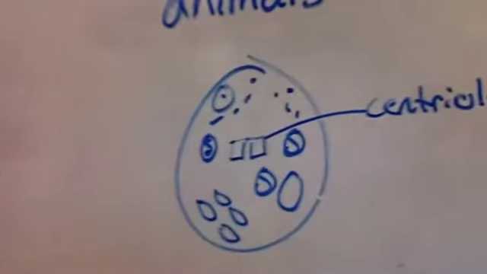Centrioles. Here's the example. Centrioles are only in animal cells. The centrioles aid in cell division, and there are only 2 per cell. So if there were 2 animal cells, there would be 4 centrioles. They're basically magnets, and they belong in the animal cell.